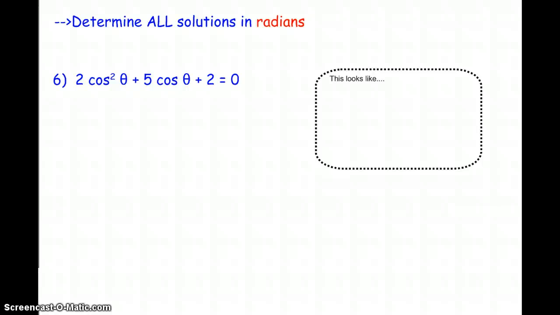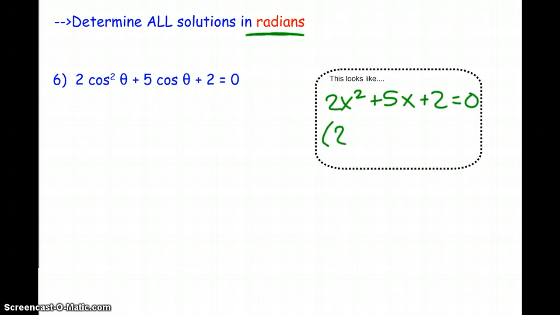It says to determine all solutions in radians. You're going to start by solving this the exact same way we did the last couple problems. We still need to factor, and we still need to find our solutions just from 0 to 2 pi. Again, I said 2 pi because we're in radians. So we're going to factor this. If you need to write this out in terms of algebra, 2x squared plus 5x plus 2 equals 0. Well, how does this factor? 2x plus 1, x plus 2 equals 0.